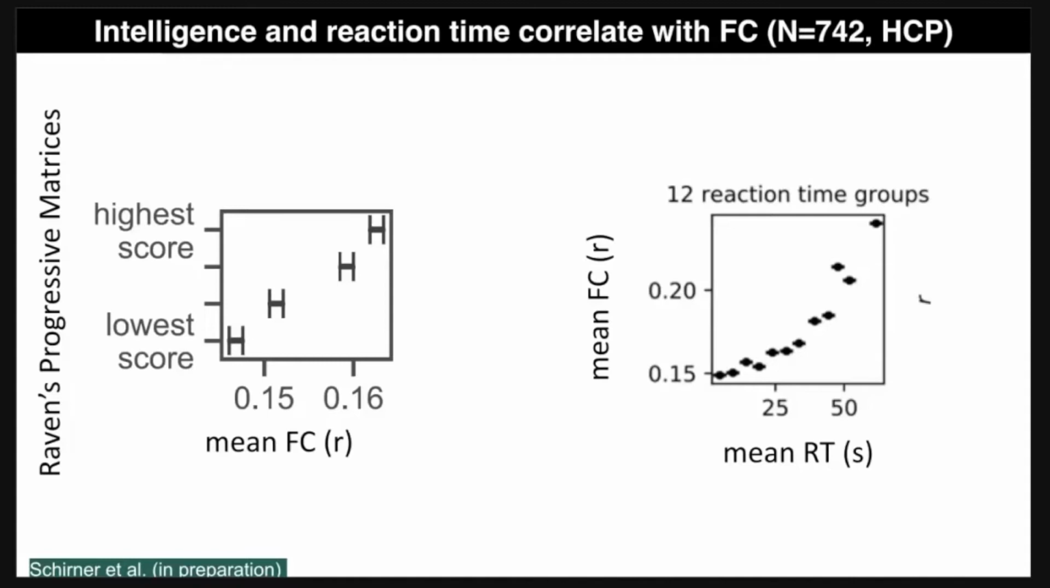So in other words, higher intelligence is related to higher functional connectivity, and higher functional connectivity is related to higher reaction times. And higher intelligence is also related to longer reaction times.